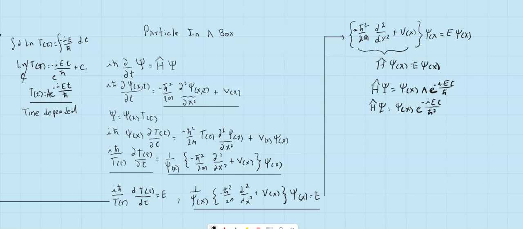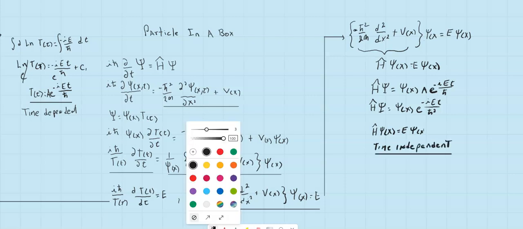And this right here, what I have right here, the Hamiltonian acting on psi of x goes to E times psi of x. This right here is the time independent Schrodinger equation.